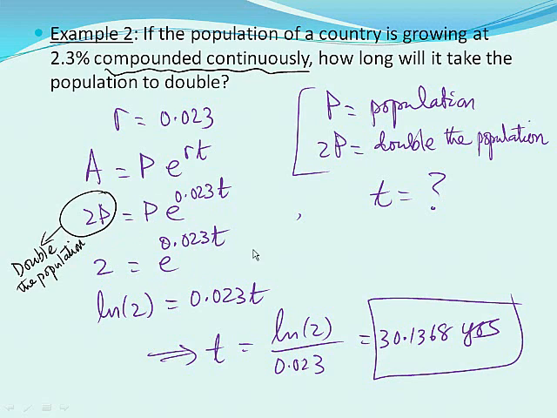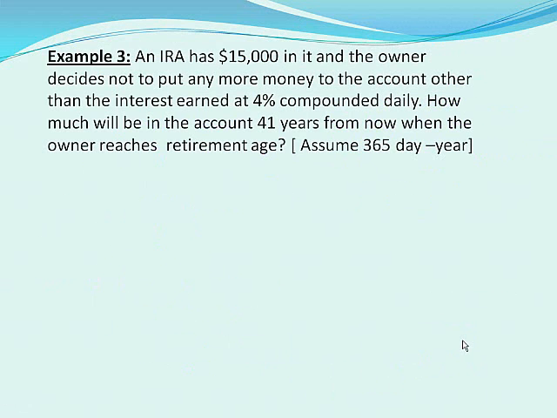So this is again an exponential equation we need to solve by taking the logarithms on both sides. Log 2 will be 0.023 times t. So the t value will be log 2 divided by 0.023. That comes out to be 30.1368 years.